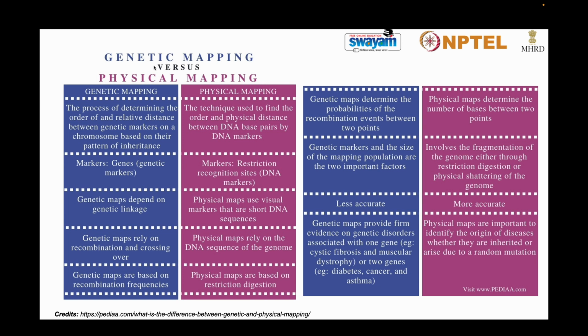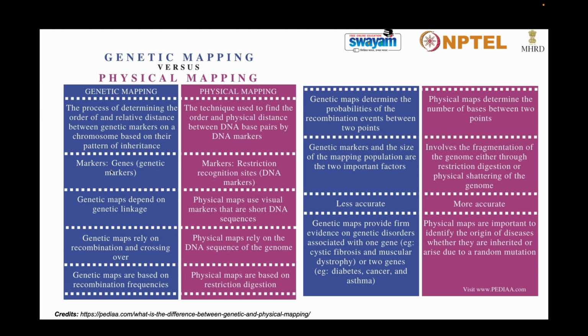Now let's look into the differences between genetic mapping and physical mapping. Genetic mapping is the process of determining the order of and relative distance between the genetic markers on a chromosome based on their pattern of inheritance. By performing genetic mapping, we can identify the order and the relative distance between two genes, but we do not know the exact distance between the two genes or the exact position on the chromosome. In this, we focus on the genetic markers present on the chromosome and we study the pattern of inheritance. Whereas physical mapping is the technique used to find the order and the physical distance between the DNA base pairs by DNA markers. By using the DNA markers, we look for the physical distance between the two genes in the DNA at the level of base pairs, so you can say that two genes are farther from one another by this base pair distance.